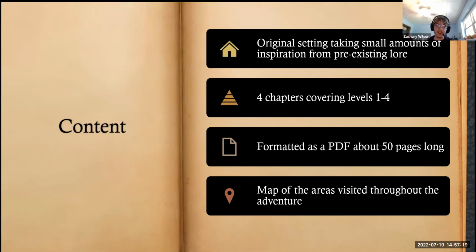So the content of the book that I am creating specifically is a completely original setting, with little bits of pre-existing lore taken from different things here and there that already existed within certain facets of the world that Dungeons and Dragons has built up. It consists of 4 chapters covering levels 1 through 4 of the characters.